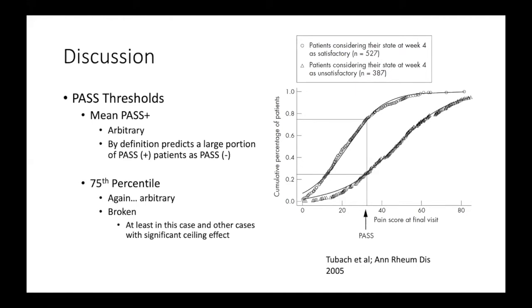The 75th percentile method originated with this graph presented here, published by Tubach et al. in 2005. For their distribution of data, the 75th percentile PASS positive patients appears to maximize true positives and minimize false negatives. That said, unless your data distribution roughly approximates this, this may be a wildly inaccurate method. In our case, we had a large ceiling effect in our data, and this method resulted in PASS thresholds at the maximum score for both the QuickDASH and the UECAT. This should give other authors pause in adopting this as a default methodology for determining a PASS threshold.